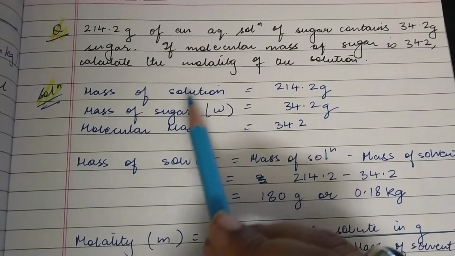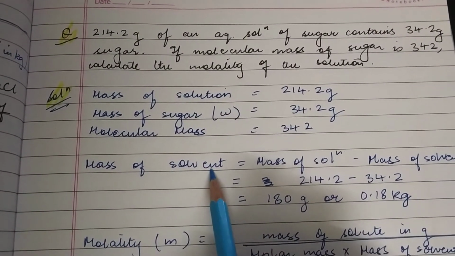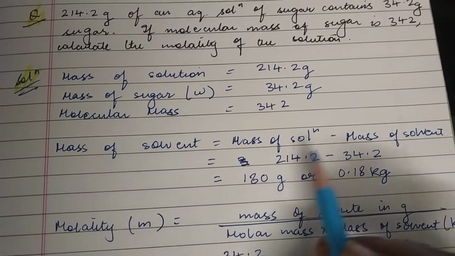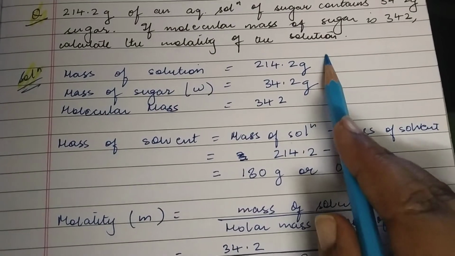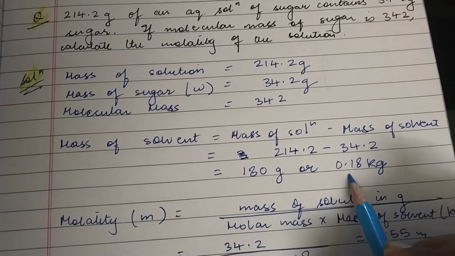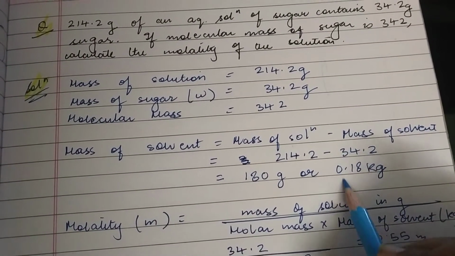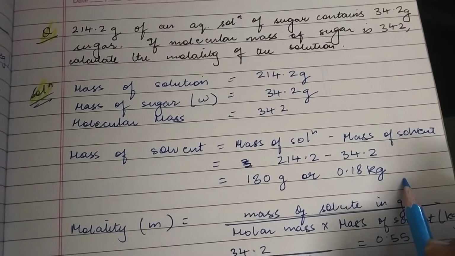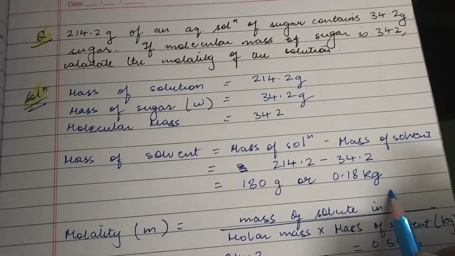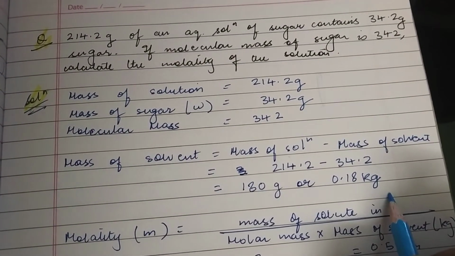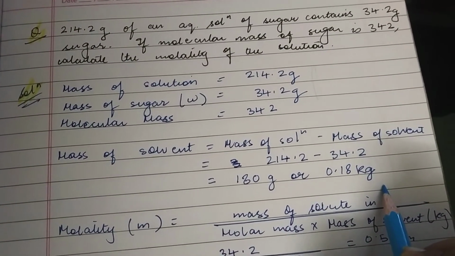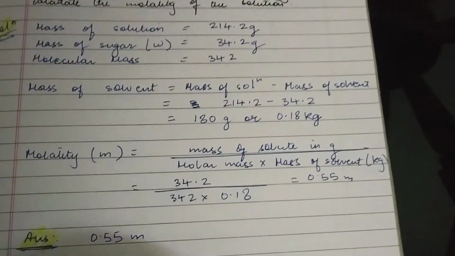You need to calculate the molality of the solution. So we know the mass of the solution, we know the mass of the solute. We will find out the mass of the solvent by using this formula, mass of the solution minus mass of the solute. 214.2 minus 34.2, which was already given in the question. We subtract it and we get it as 180 grams or 0.18 kgs. We need to convert it into kgs. If you are not going to convert the mass of the solvent into kgs, students, your answer will come incorrect, because as I have been emphasizing, molality itself is defined as the number of moles of the solute present in 1 kg solvent. So you have to convert it into kg to get the correct answer.